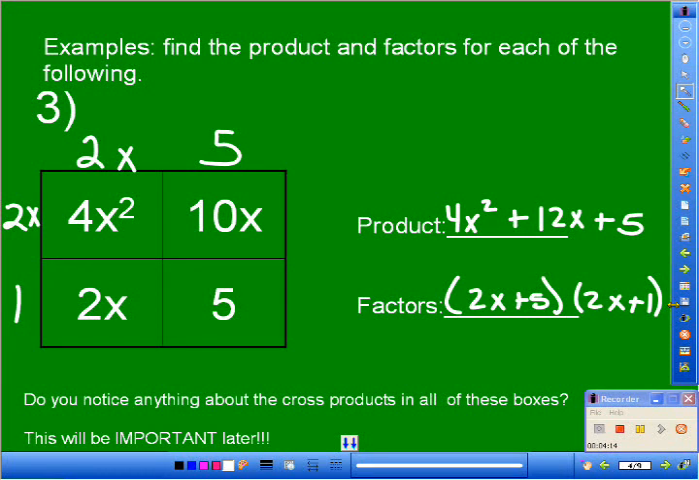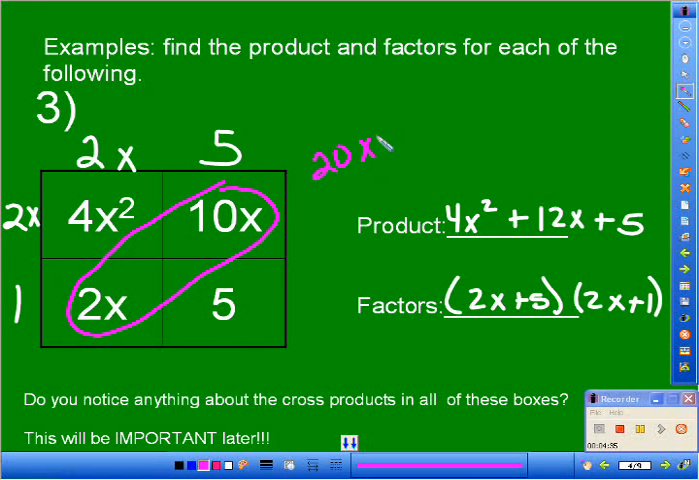Now you'll notice they have a question for you at the bottom of the page. It says, do you notice anything about the cross products in all these boxes? What they're asking us to look at, and what I'm going to ask you to focus on at this time, is that product, of course, means multiply. What's 2 times 10? That would give me 20x squared. If I look this way, when I multiply, I also get 20x squared.